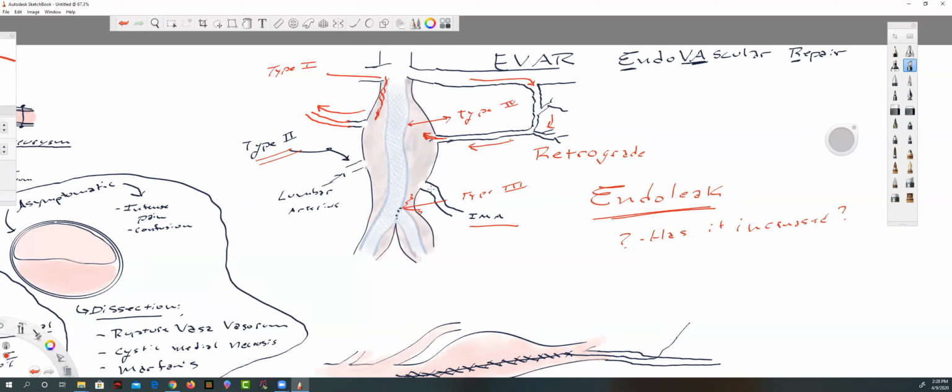The other possibility is that you actually see fluid spaces developing, almost like little aneurysms, but really it's just blood being forced in here. So if you see fluid spaces, that's another concern. That's an endoleak, and then you put your Doppler on. A lot of these are very small, and so Dopplering is very difficult.